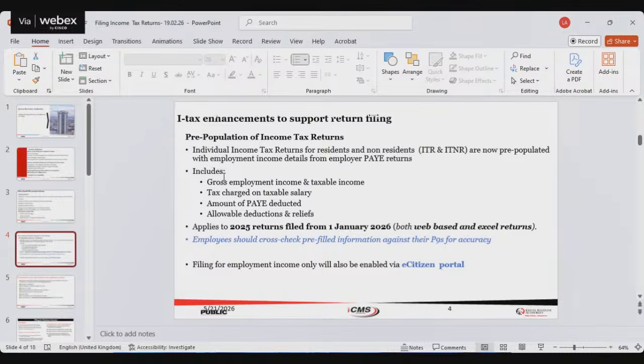So with your P9, and having downloaded either the Excel form or the web form, you will only be confirming that the details in the return are as per your P9. Then you'll be able to file. What you'll be required to do is just go there, download the return, and do your return. The other way of doing the return is through the eCitizen portal. This is whereby you log into your eCitizen portal, then you'll be able to file. And this will only apply to employment income only.